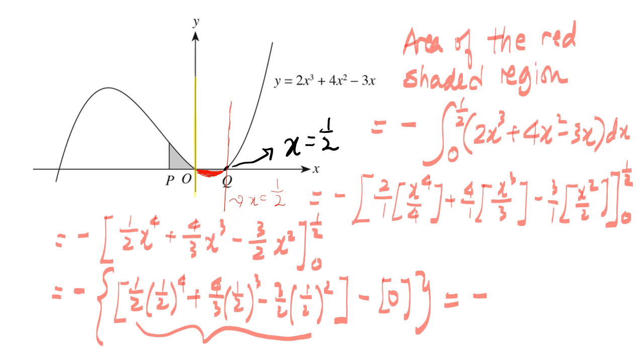Right, and you will get a negative 17 over 96. Right, so this negative and negative become positive. So you will end up getting a positive answer for the area of the region that is shaded red.